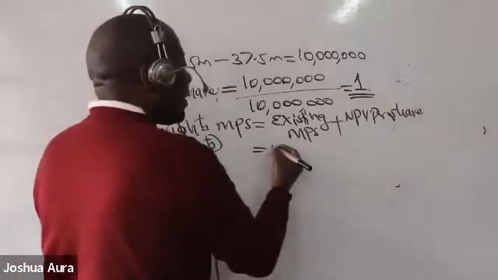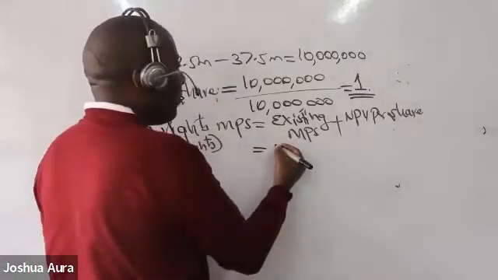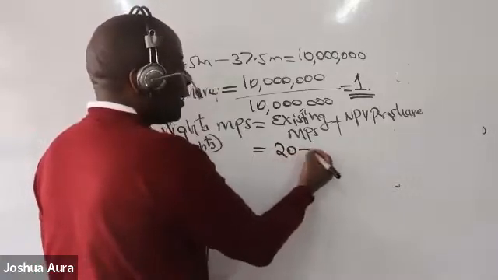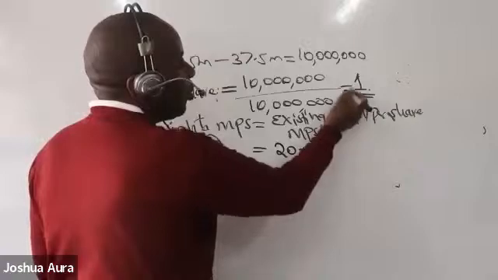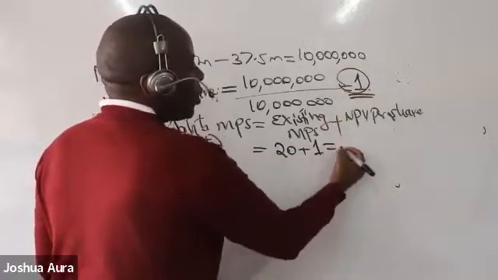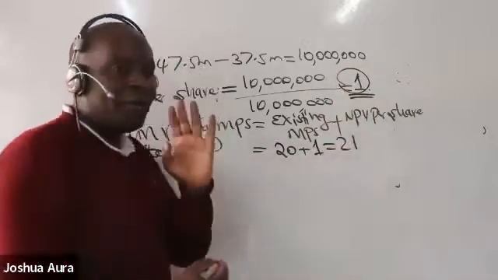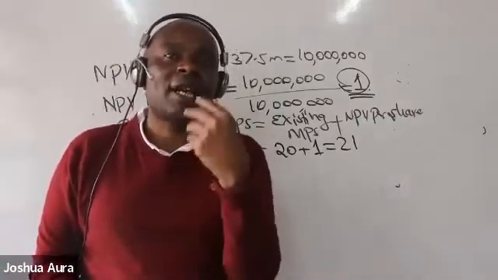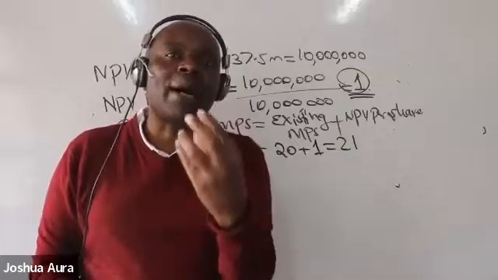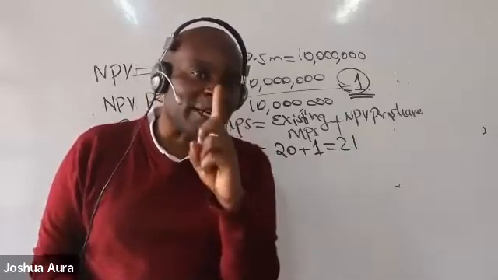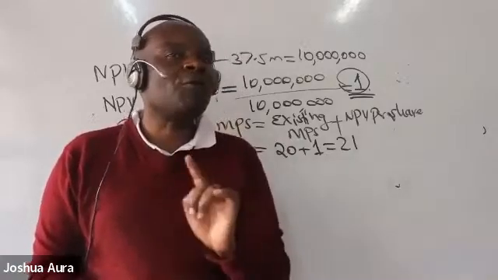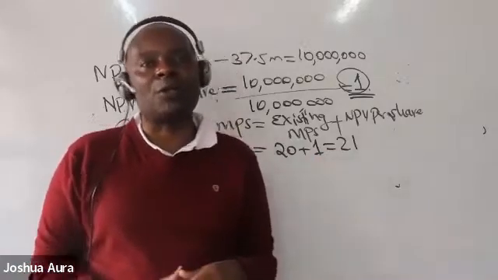Somebody talked to me this morning. What is the existing market price per share? It's 20, isn't it? And this NPV per share that we got here is how much? 1. So when we make the announcement for these rights, after the rights issue has come to fruition, our market price per share will grow by 1. It will become how much now? 21.